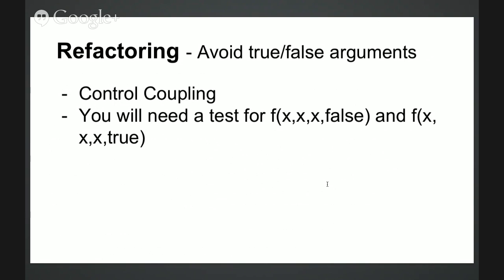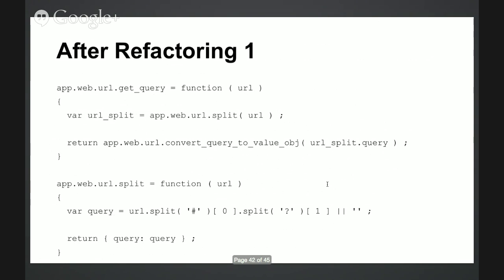Avoid true-false arguments. This is the logic coupling we were talking about. If you do a true-false, you will have to duplicate your test cases: a case for when it's true, and a test for the other case when it is false. Let's see how we refactor the code following all these rules.